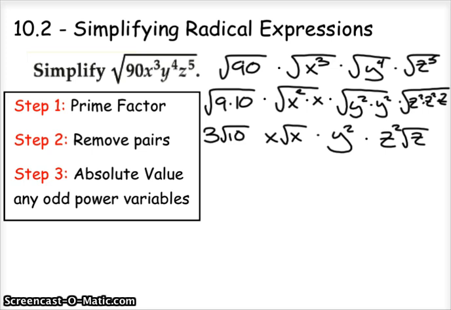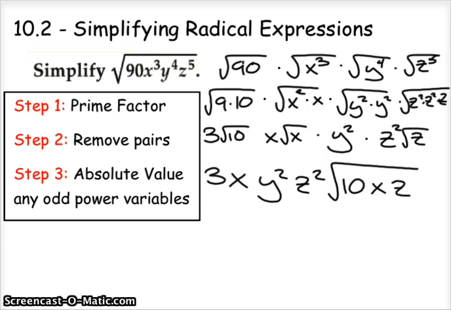The next step I'll do is actually combine things to look a little nicer. I'll take all the terms in front of the radicals and put those in front of one radical, and all the terms left inside the radical, I'll recombine into one larger radical. So I'll take the 3, the x, the y squared, and the z squared in front, and I'm left with a radical of 10 x z. So I've done step 1, I did step 2, and now I'm looking at step 3.